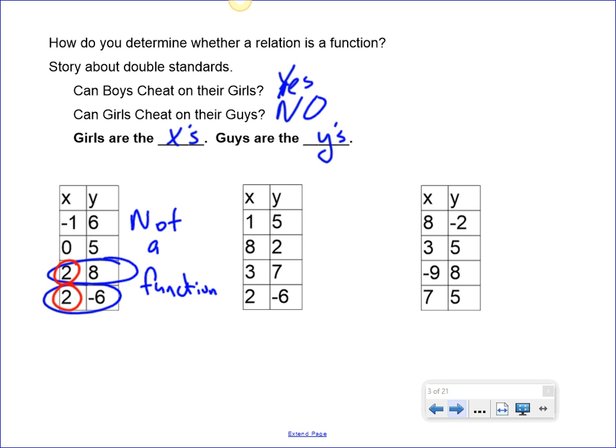If we look at the second one, and I look at that x column, are there any girls that are with two different guys? The answer here is no. I've got a 1 with a 5, an 8 with a 2, a 3 with a 7, a 6 or 2 with a -6. This here is a function. No girl is cheating. If we look at the next one, we've got an 8 with a -2, a 3 with a 5, a -9 with an 8, a 7 with a 5. Once again, this is a function because there is no girl that is cheating.